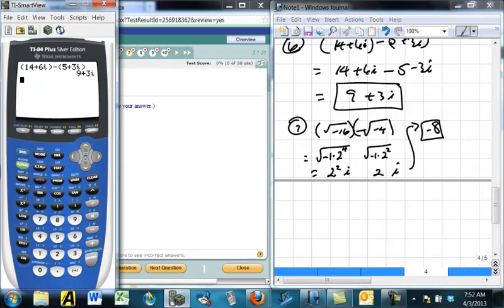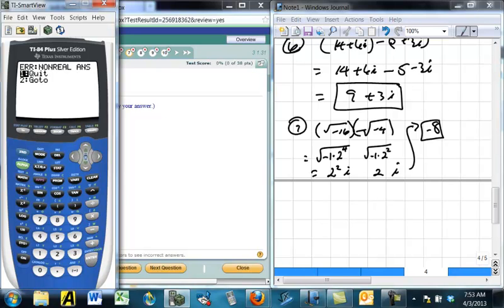Again, your calculator can do this one directly. Square root of negative 16 times the square root of negative 4, if you just want to type it in like that. Okay, non-real answer.